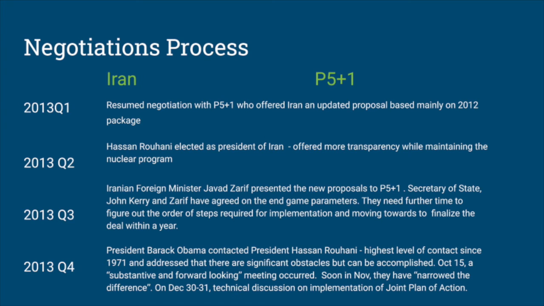However, it was very hard to reach this kind of agreement. And so in the end of 2013, President Barack Obama directly contacted Iranian President Hassan Rouhani, which was the first time this high level of contact had been obtained since 1971, and openly addressed that there are significant obstacles, but that these agreements can be accomplished. Moving from this significant shift from distrust and suspicion, the Iranian nuclear deal was finally taking form.